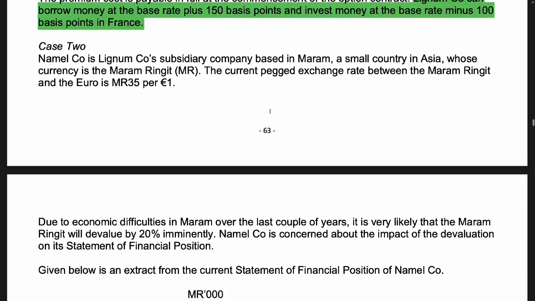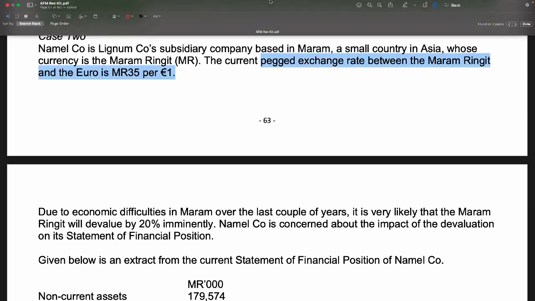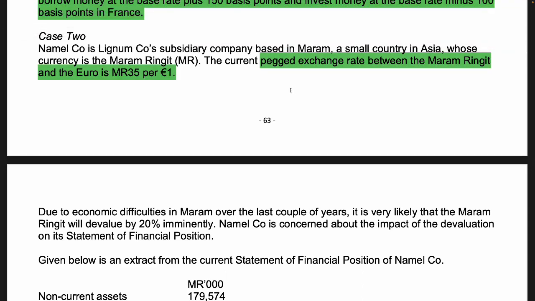Case 2, okay. Namelco is Lignum's subsidiary, a company based in Maram, a small country in Asia whose currency is the MR, which looks like the Malaysian ringgit lah. Note the current pegged exchange rate between Maram and euro is this one. This is exactly Malaysia lah, because only Malaysia pegged the currency at one point in time.